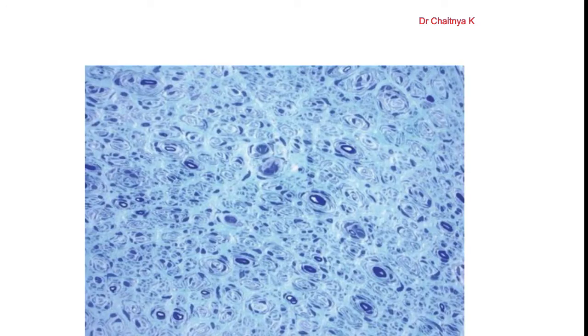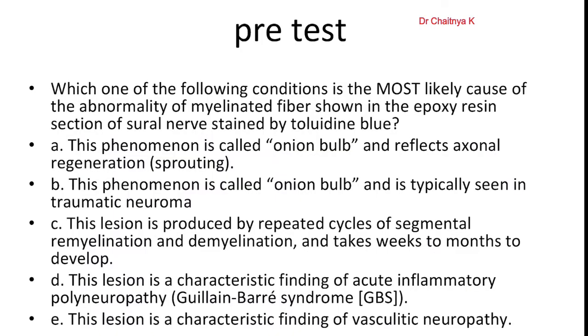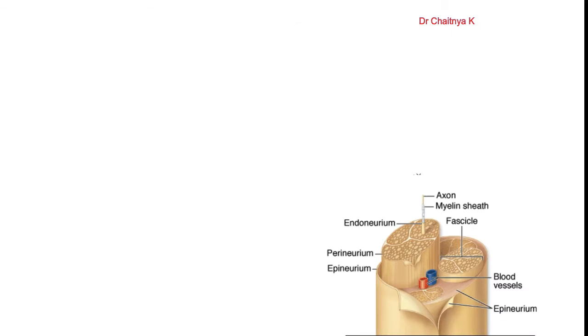So pretest, this is the actual nerve, Toluidine blue stain slide, and the question is: the most likely cause of the abnormality of myelinated fibers in this slide is either the phenomenon called onion bulb, which reflects axonal regeneration, or onion bulb typically seen in traumatic neuroma, or it is produced by repeated cycles of segmental demyelination and remyelination, or it is a lesion due to GBS, or it is a characteristic finding of vasculitic neuropathy. So to search for the answer to this question, we will start with today's session.